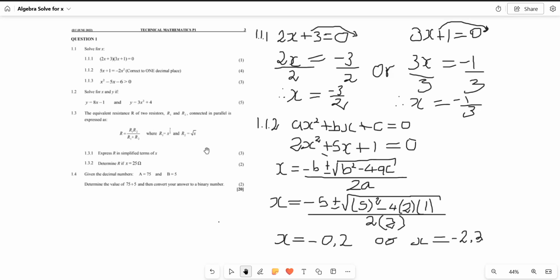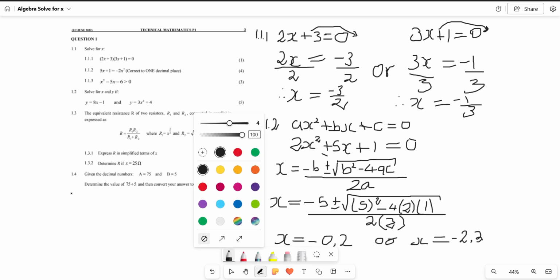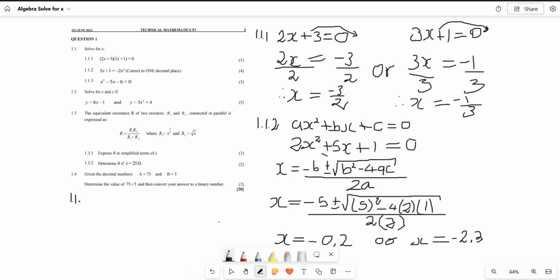Right, we are back to finish the entire question paper where we left it. Then that is 1.1.2. Then we head straight to 1.1.3. In 1.1.3, we have x squared minus 5x minus 6 greater than 0. The type of equation that we have here is called a quadratic inequality.